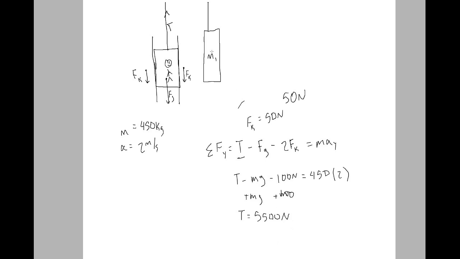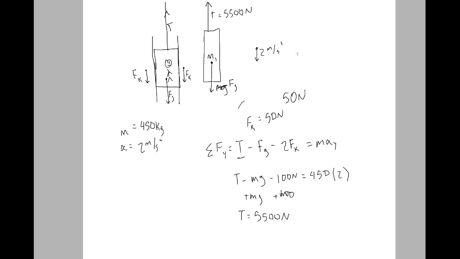Now, again, if I wanted to figure out the mass that this counterweight needs to have, I draw the free body diagram. The forces acting on it are its force due to gravity, and also this tension force. Well, now I know the tension force is 5,500 newtons. Now, this counterweight is going to be accelerating down at 2 meters per second squared.